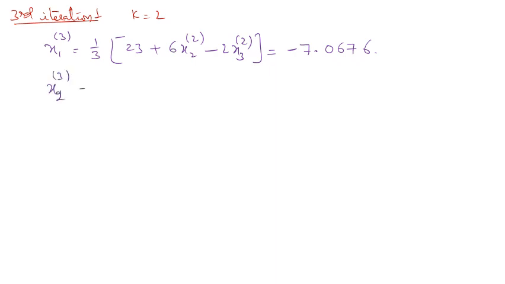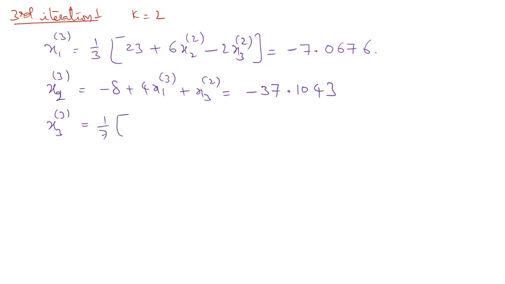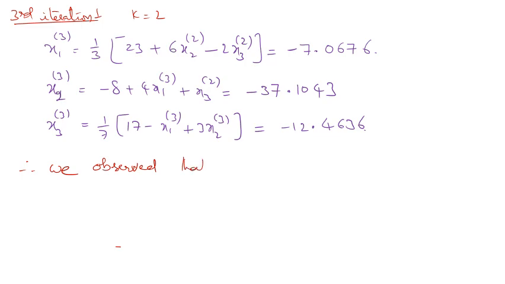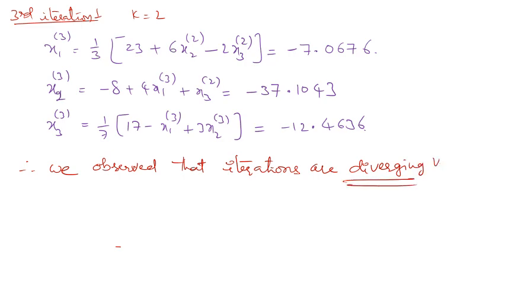Now x2 value at the third stage is minus 8 plus 4 x1 at the third level. I know the third level value, but x3 at second level value, this is minus 37.1043. So not at all closer, it's going on. And x3 value at the third iteration is 1 by 7 times (17 minus x1 at third level plus 3 x2 at the third level), this is minus 12.4636. Therefore what is the observation? Therefore we observed that the iterations are diverging very fast. Therefore the Gauss Seidel method diverges.